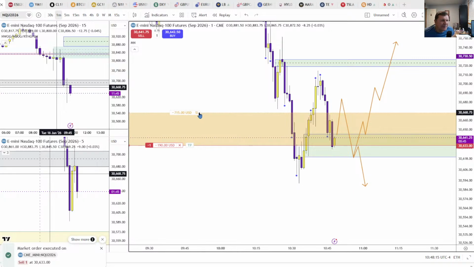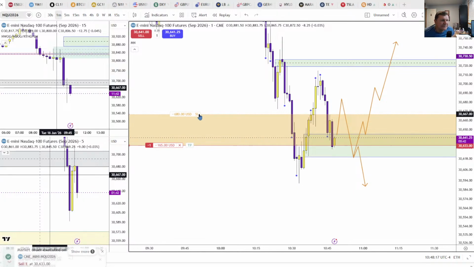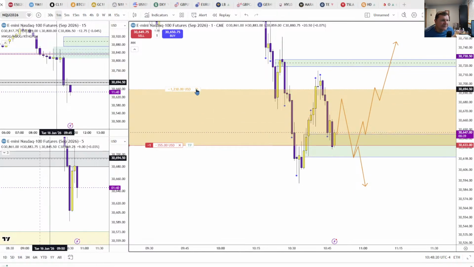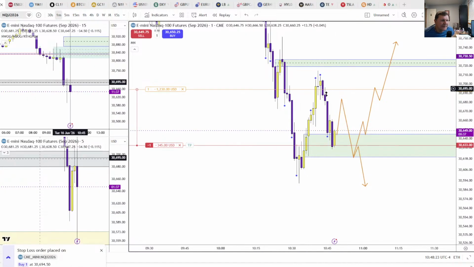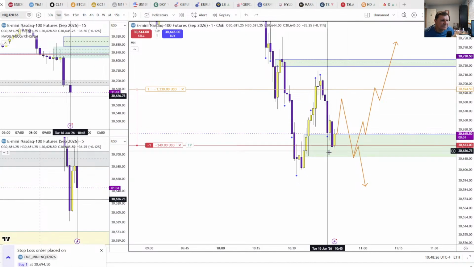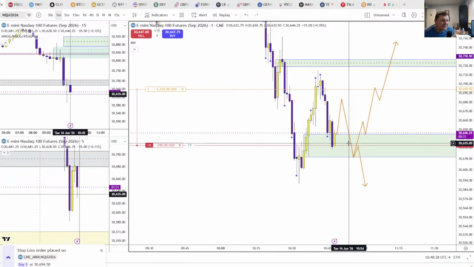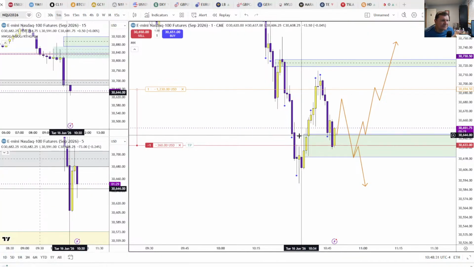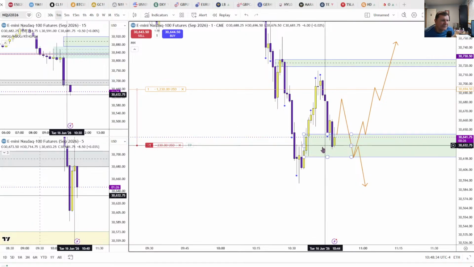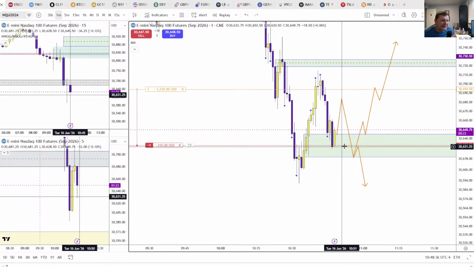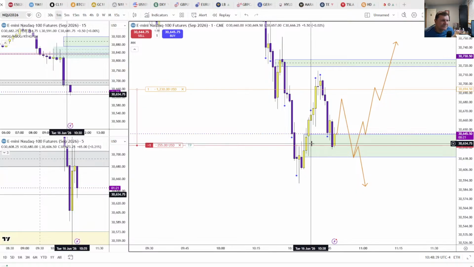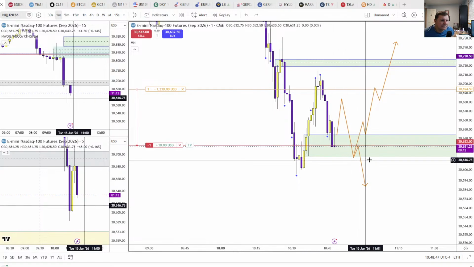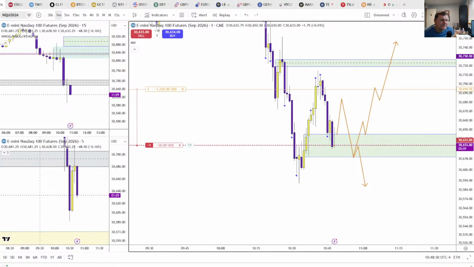Stop loss has to go back up above here. No, it doesn't. It has to go above here, inside that range. It's back through here already. Mean threshold. So what? Wait and see where that closes. Good, send it down.